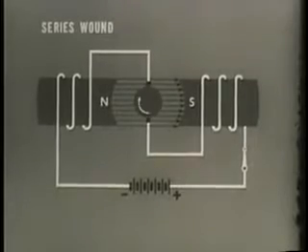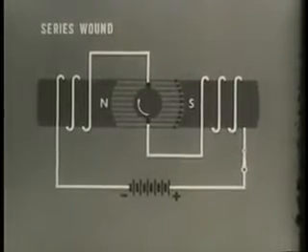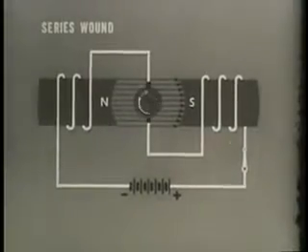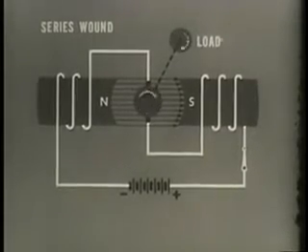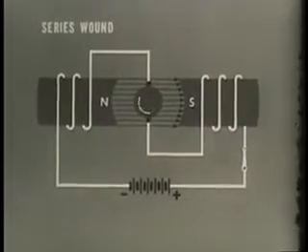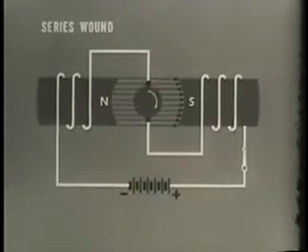As in generators, field windings in DC motors are of three types. The series wound motor has good starting torque, but since its only governing factor is the load, the speed regulation is poor. If the load is disengaged suddenly, the motor will race to destruction.